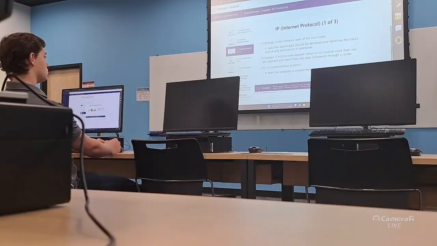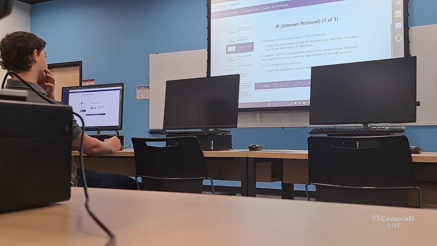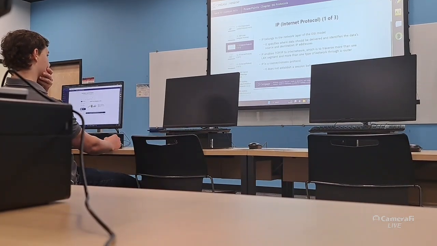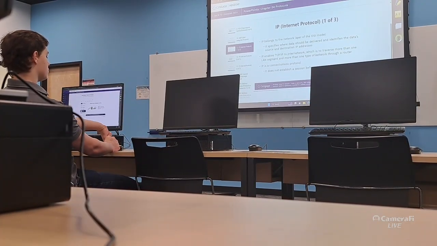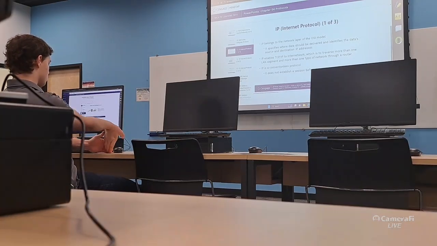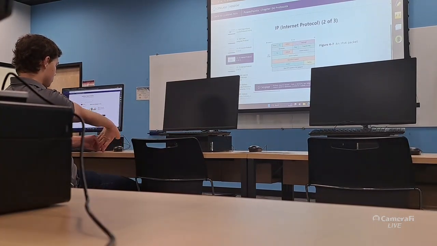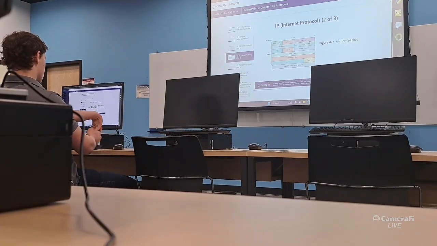So it is IP's job to find the right and appropriate path between the two devices. It is the job of IP. That's how TCP/IP works together. That's the structure of your IPv4 packet.